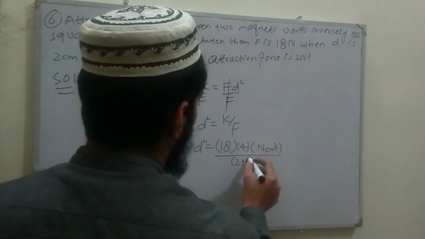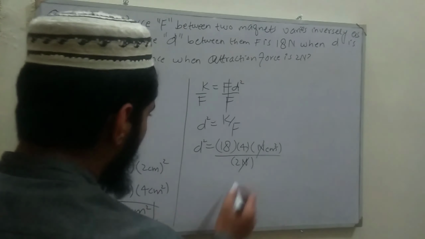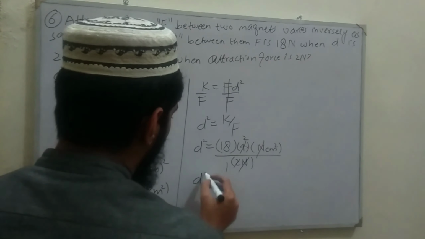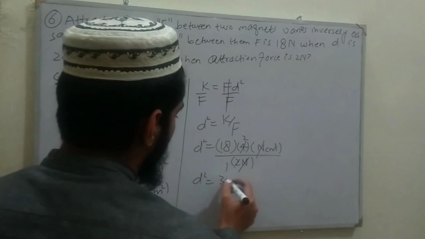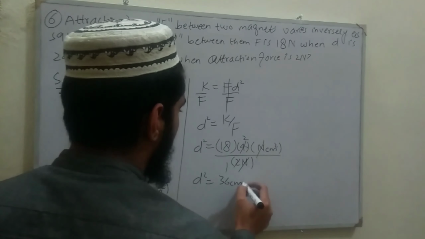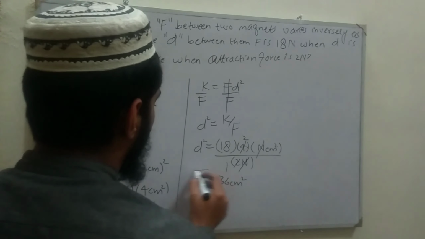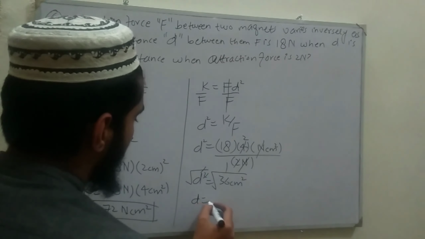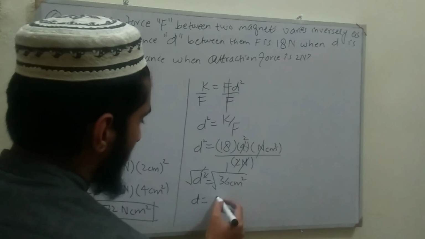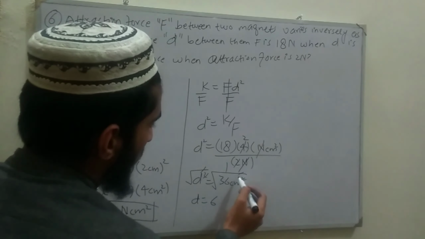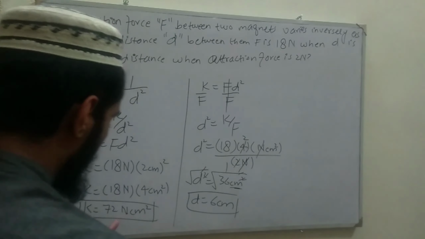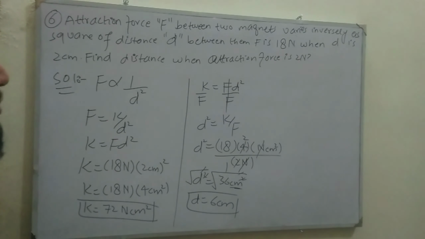Newton is cancelled out with Newton. 2 multiply 1 gives us 2 and 2 multiply 2 gives us 4. So d square is equal to 18 multiply 2, which gives us 36 centimeter square. Taking the square root on both sides, the square will cancel out with the square root. So we are left with the distance d is equal to the square root of 36, which is 6. The square cancels out with the square root, so we are left with centimeter just. So the distance is 6 centimeter when the force is 2 Newton on these two magnets. So this is the required answer.